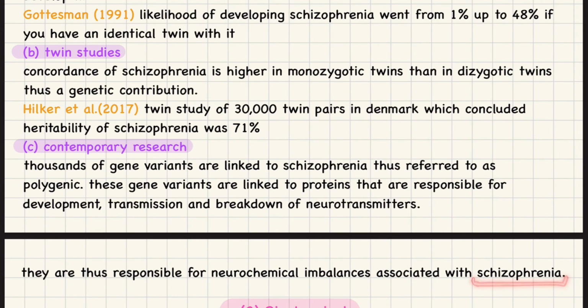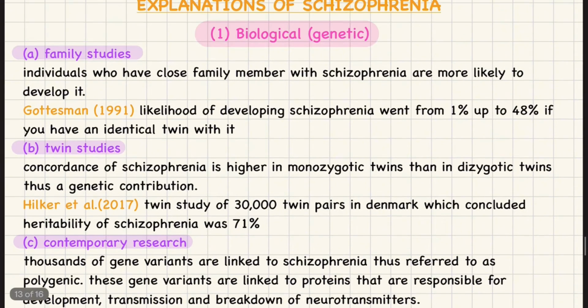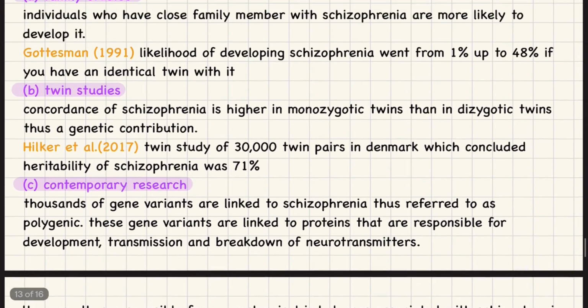So once again, this is a bit of a tricky part, but it is easy when you understand it. So thousands of gene variants that are linked to schizophrenia are known as polygenic. Now these gene variants are linked to proteins, and these proteins are responsible for the development, transmission, and breakdown of neurotransmitters such as dopamine. Now if they do not do their job properly, they are thus responsible for the neurochemical imbalances which are associated with schizophrenia. And this is the whole biological explanation of schizophrenia.